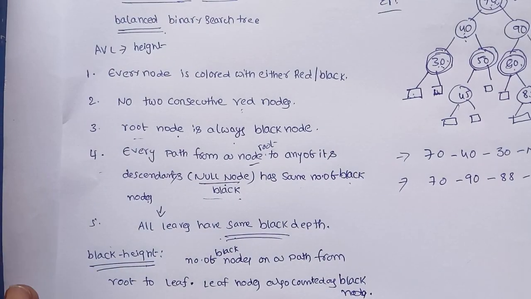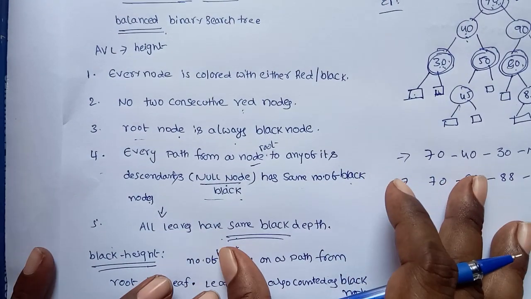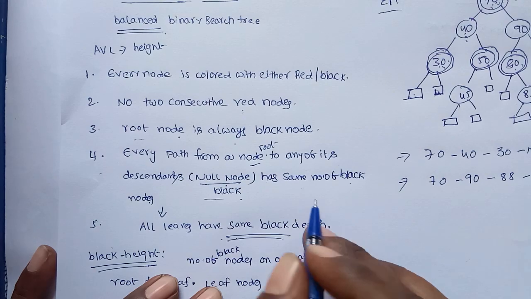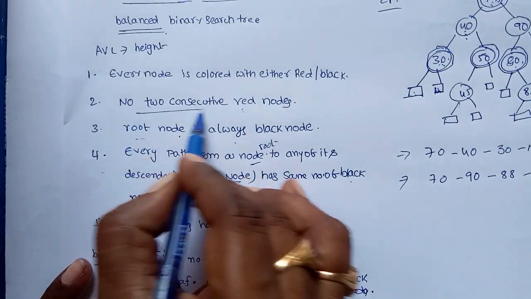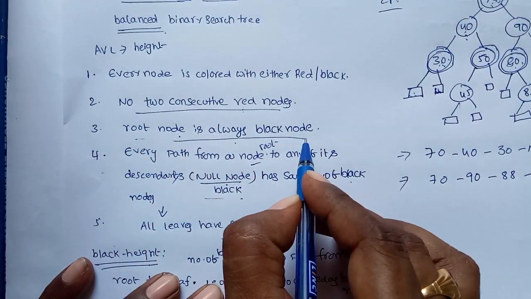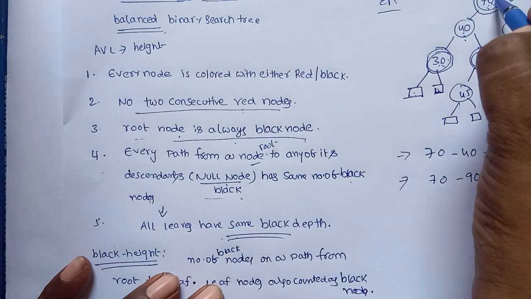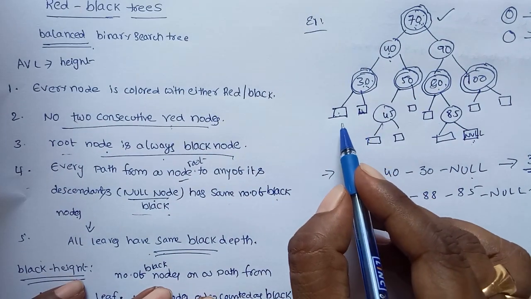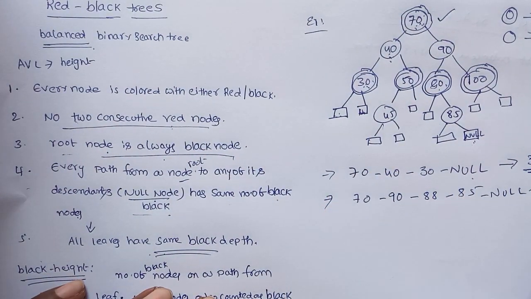This is the introduction to red black trees. The main properties are: no two consecutive red nodes, the root node is always a black node, and every path from the root node to any of its leaf nodes contains the same number of black nodes.